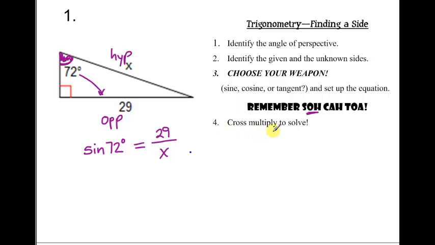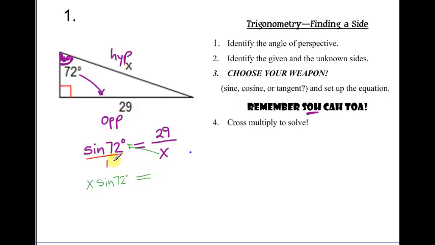And we are on the last step. How do we solve this equation? We're going to do the cross multiply process. I hope you've seen that in a different class. You do this when you have fractions. So I'm going to start by putting my sine of 72 over 1 so that I can see it as a fraction. And then I cross multiply. That means I take the x from the bottom on this side and multiply it by the sine of 72. So it looks like this. x times the sine of 72. And you want to put that x in the front.